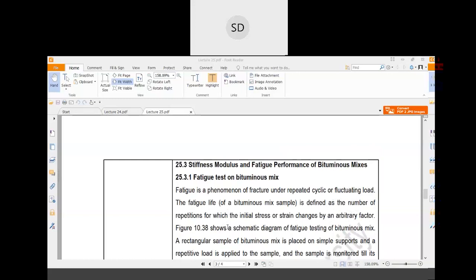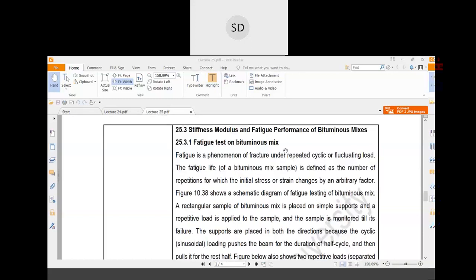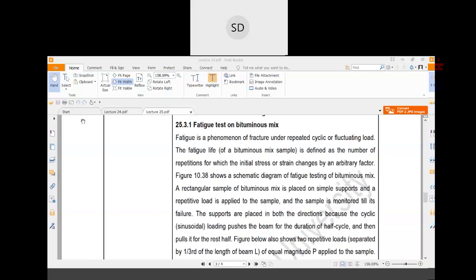Now, the next portion is fatigue test on bituminous mixes. So how has the fatigue test been done on the bituminous mix? Now, what is fatigue? Fatigue is a phenomenon of fracture under repetitive cyclic or fluctuating load. So basically, fatigue indicates all the different types of repetitive load which cause tensile fractures over the top of the surface. That type of failure of the pavement is called fatigue failure.